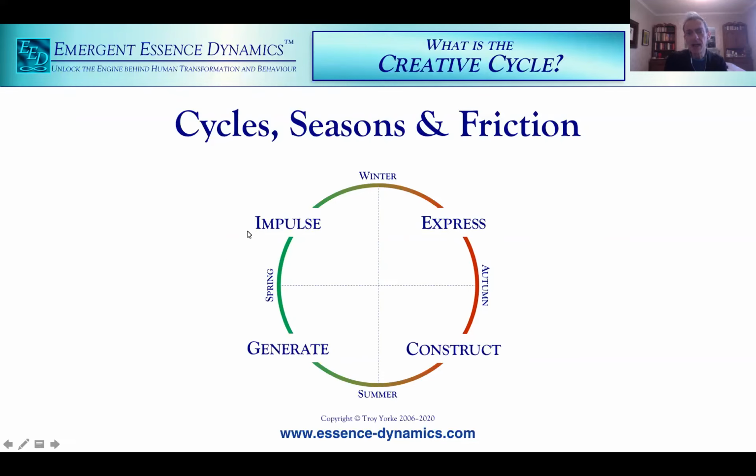And then we feed that impulse so it generates more and more energy. It starts to take root. It brings in life, nutrients, vitality, so that it can gain strength, create a stronghold. The seed sprouts, it starts growing roots, it starts growing a stem, and it takes root into the soil and anchors itself, full of life and energy. That's the generation phase. Then it begins to become more detailed. It branches out, it starts to unfold, expand. This is a construction phase.